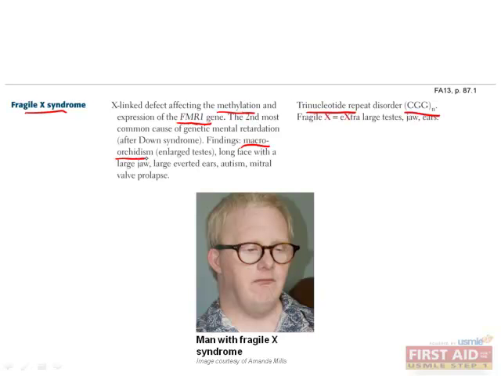Patients present with macroorchidism, a long face with a large jaw, everted ears, and autism, and are predisposed to have a mitral valve prolapse.